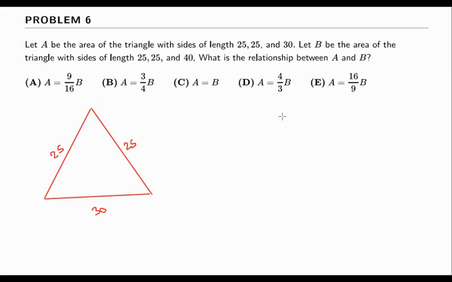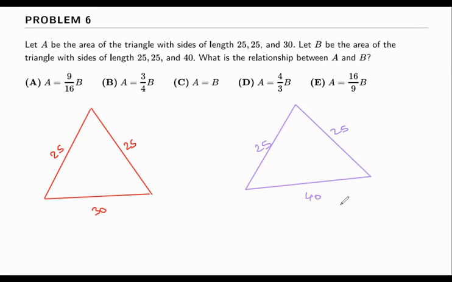And the other one is also similar to that one, but the third side is not 30 anymore. So that is 25 and that is 25 and this is 40. And the question is asking to find the relation between its areas.